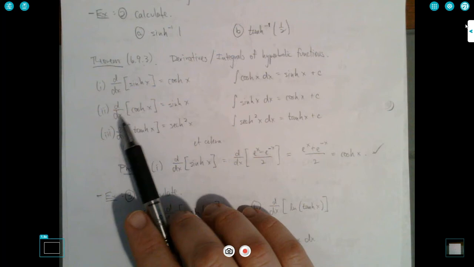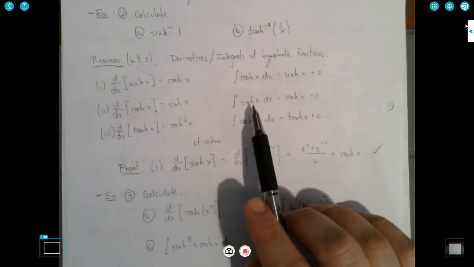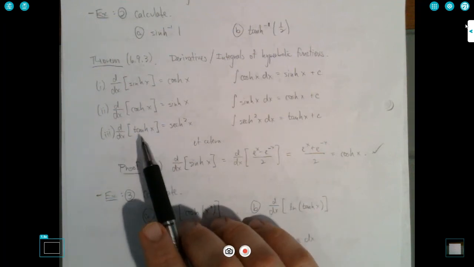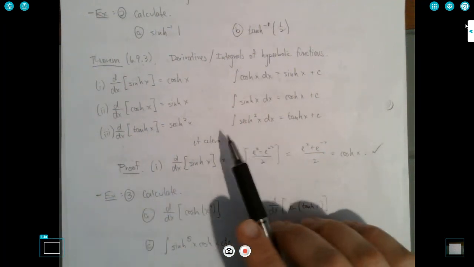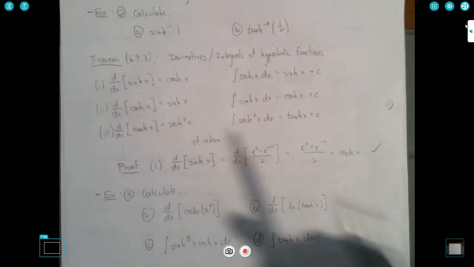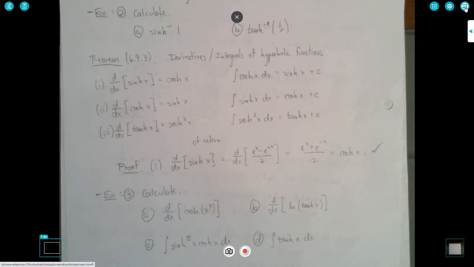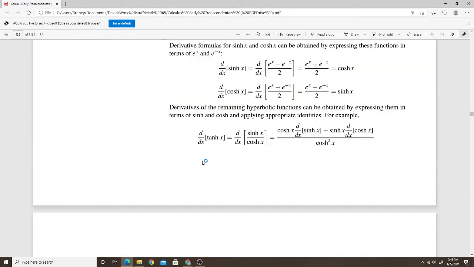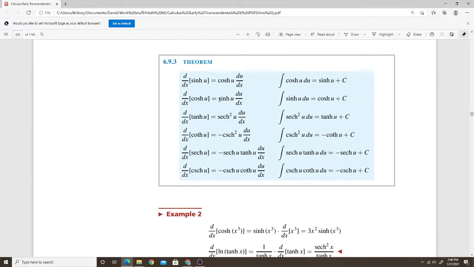And similarly, if the derivative of cosh is sinh, then the integral of sinh is cosh, right? Derivative of tanh is sech squared, so the integral of sech squared is tanh, right? And so forth. But again, if you look this up in your textbook, theorem 6.9.3, it gives you all of the derivatives of all of these hyperbolic functions. So again, this is going to be a useful page for you to look at.